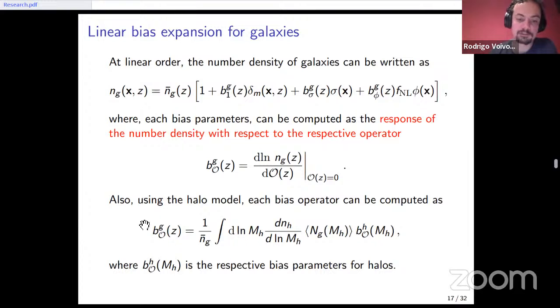And again, just generalizing the other expression using the halo model, the bias can also be computed as the weighted mean of the bias parameter of the halos for the same operator times the HOD times the mass function. So it is in principle the general expression for any linear bias of any tracer.